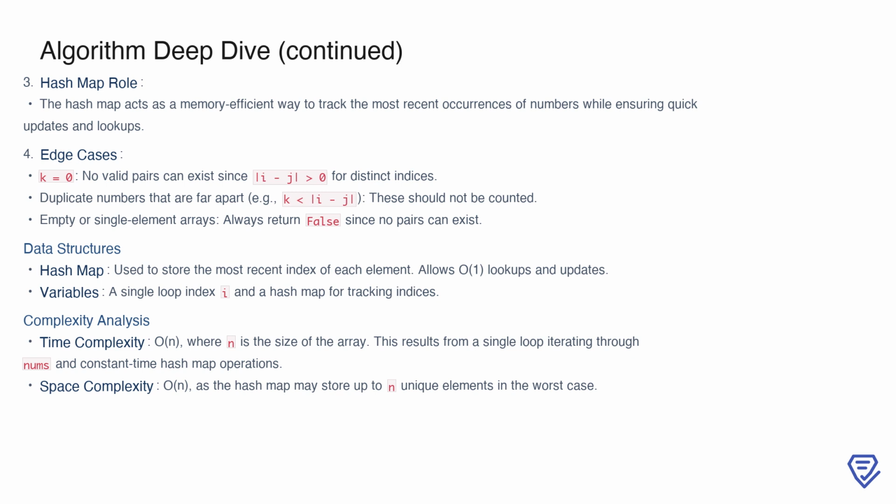The key data structure here is the hash map, which holds the most recent index of each element, and it allows us to maintain the sliding window efficiently. Overall, the algorithm achieves an O(n) time complexity from a single pass through the array and O(n) space complexity from storing up to n unique elements in the hash map.